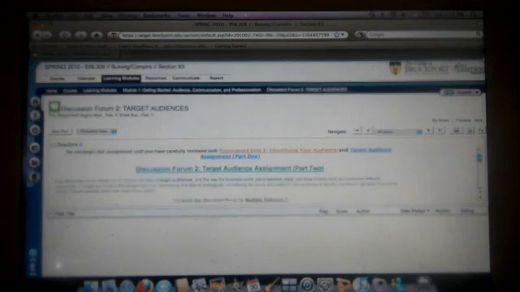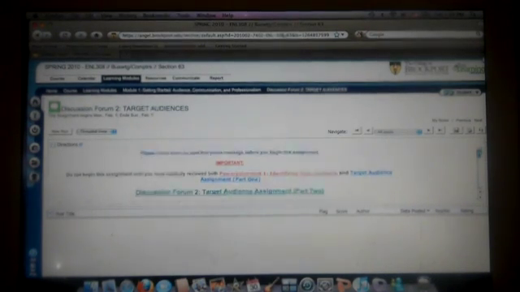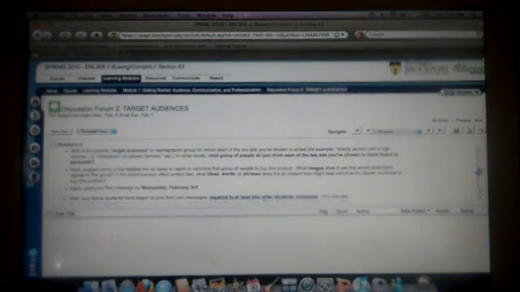Now, the first post, as usual with discussion forums, will be due on Wednesday of the second week. So you do want to have your first post on that board in by midnight on Wednesday, February the 3rd. Your first post for this discussion forum number 2 will consist of the following.